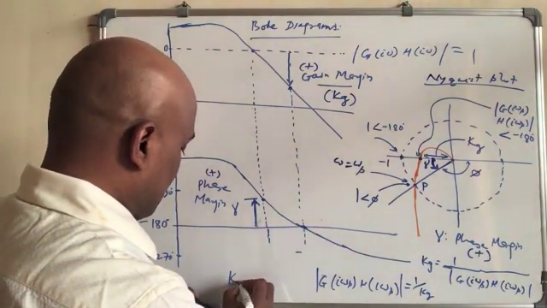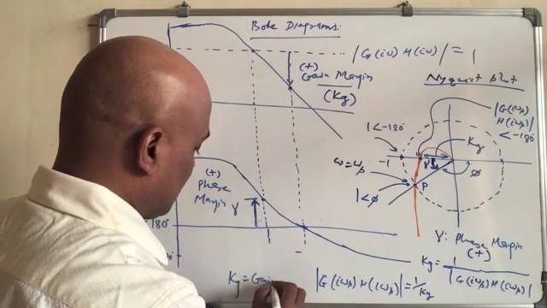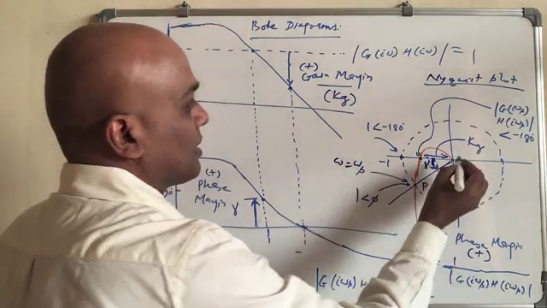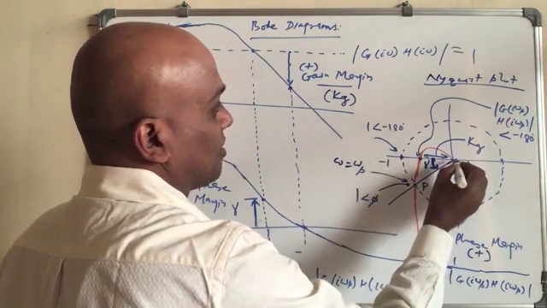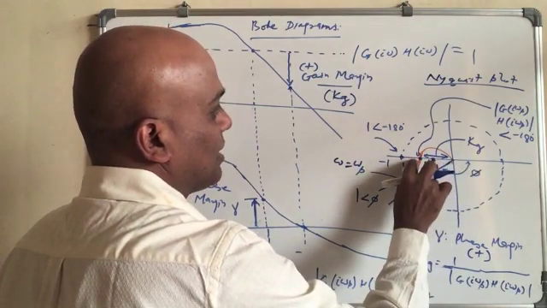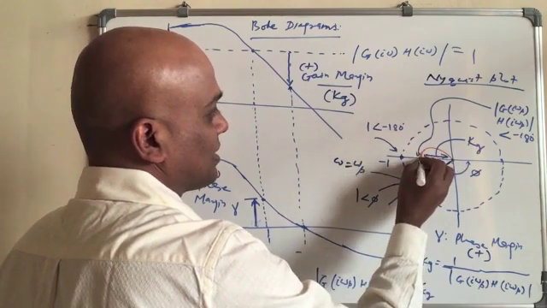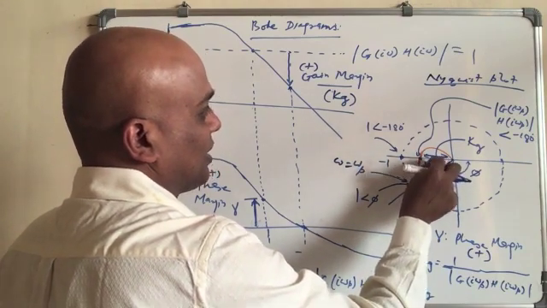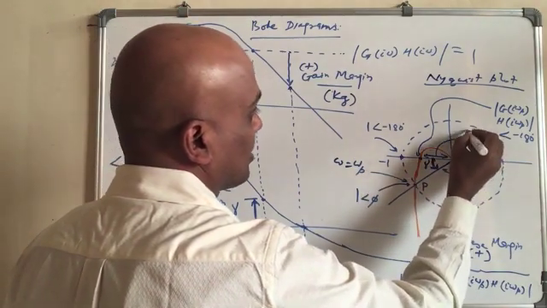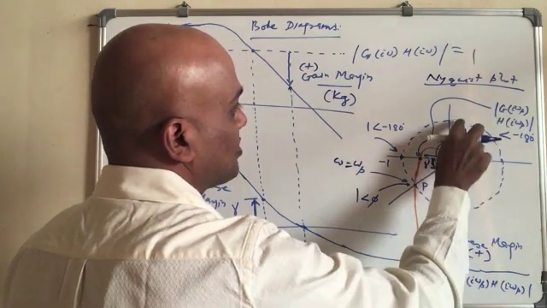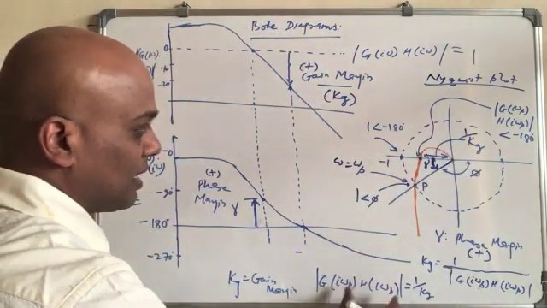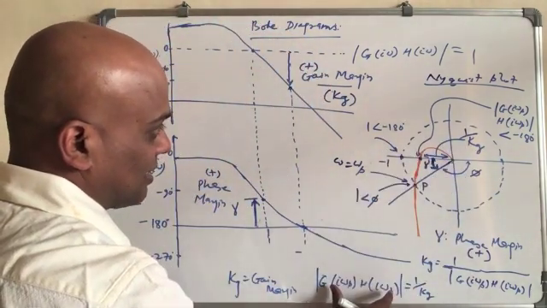So Kg equals the gain margin, from 0 to the point where the phase is minus 180 degrees. The phase is minus 180 degrees here. So this value is 1 over Kg, where Kg is the gain margin ratio.